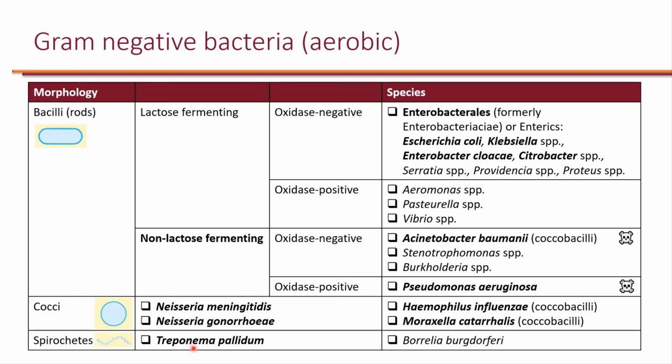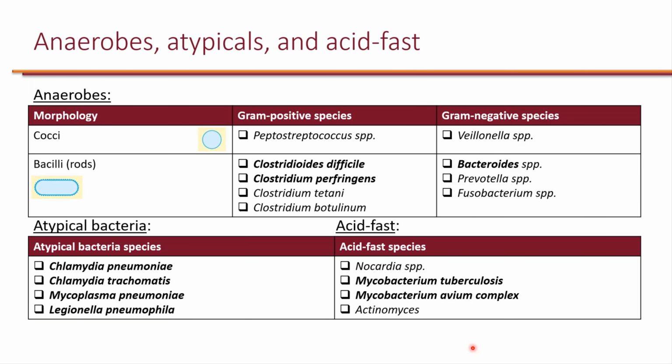So we have a couple of them, Treponema pallidum, as well as Borrelia burgdorferi. Now let's take a look at some anaerobes. Gram-positive is Peptostreptococcus, and then we have a series of Clostridium and Clostridioides difficile. Clostridioides difficile also used to be called Clostridium difficile, and the nomenclature changed a few years ago. And we will cover these later in the course.